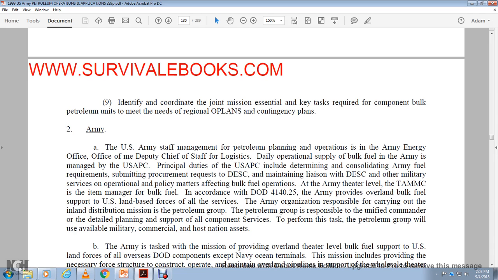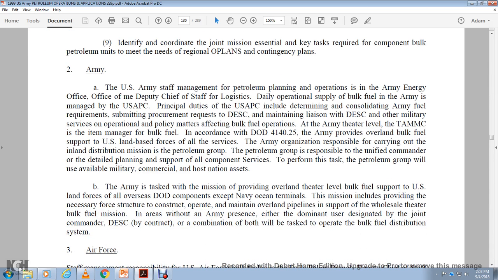TAMC, Army Manager of the bulk fuel, and in accordance with DoD 4140.25, the Army provides overland bulk fuel support with the U.S. land base, and the service officer of the Army organization is responsible for carrying out the inland distribution mission of the Petroleum Group. The Petroleum Group is responsible to the unified command with a detailed plan with the support of all the component services to perform tasks of the Petroleum Group, available to military, commercial, and host nation assets. The Army is tasked and mission provided that overland with a theater level of bulk fuel with the support of the U.S. land force over the DoD components except for the Navy ocean terminal.